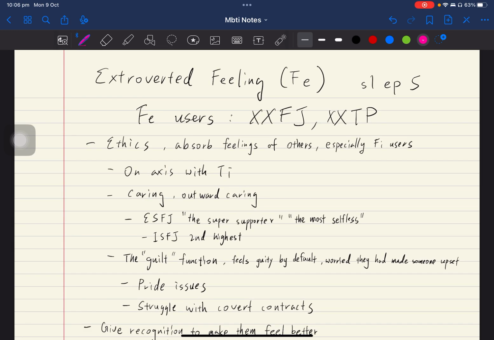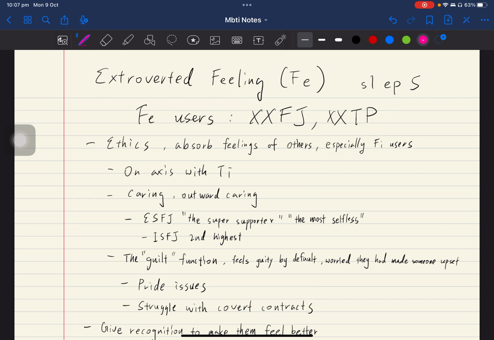So now we have extroverted feeling, FE. This is a pretty important function because, while all cognitive functions are important, this is important for our society, in our reality, because a lot of people are FE users in this world. So it is important for you to understand FE regardless of which type you are.